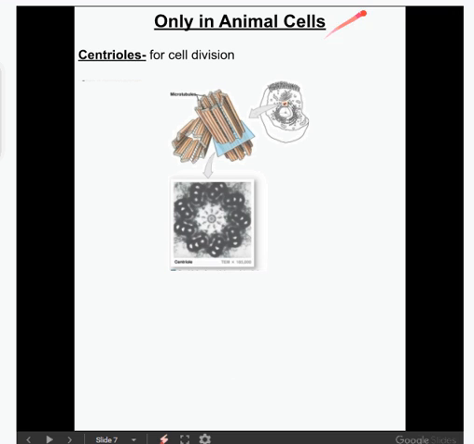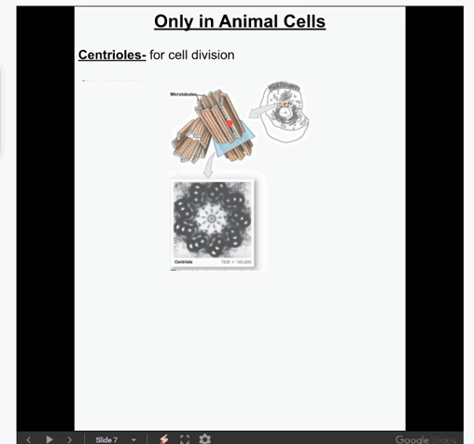Only found in animal cells is the centriole. Centrioles are bundles of microtubules, which are part of the cytoskeleton. These are packaged pretty uniquely. They're in 9 groups of 3. So they make this kind of flower pattern, or some people have described it as looking like a hurricane. Other people have described it as looking like Twizzlers. So these are the kinds of things that they get described as.